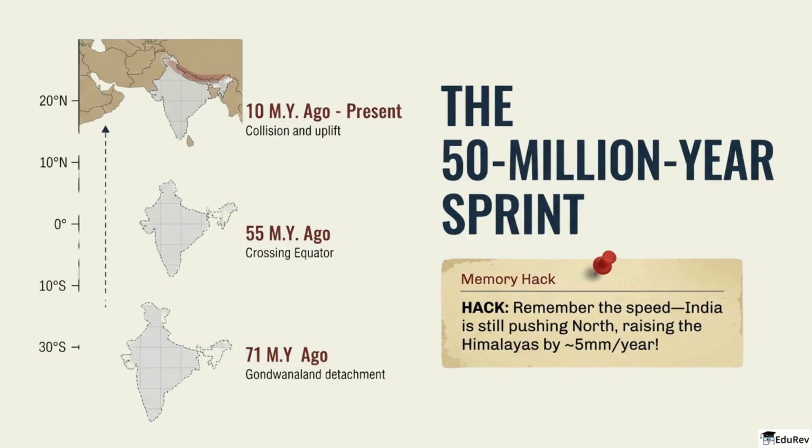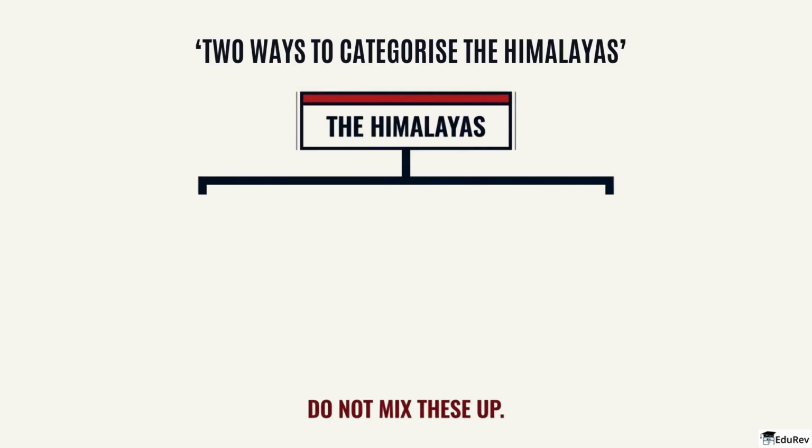Why does this matter? Because this explains earthquakes, landslides, instability. Toppers don't treat this as trivia. They connect it to seismicity, disaster management, and even GS Paper 3. That's integrated thinking. Now you understand formation. Let's understand classification. The Himalayas can be divided in two ways.